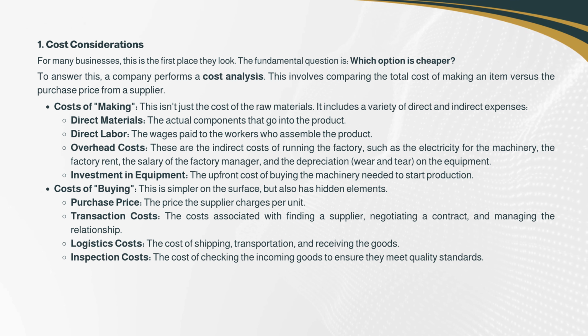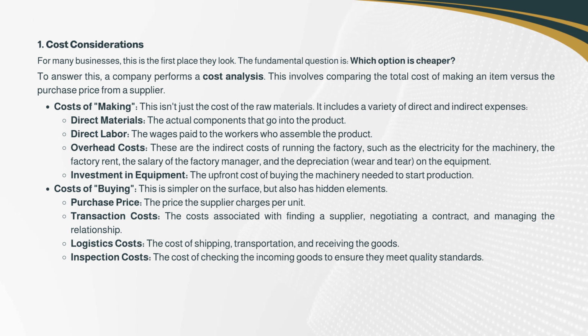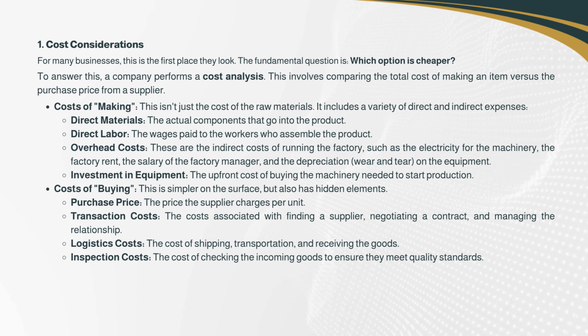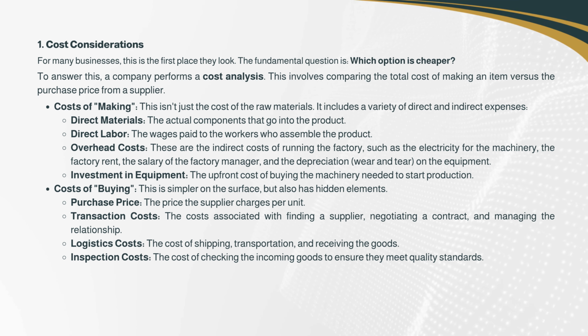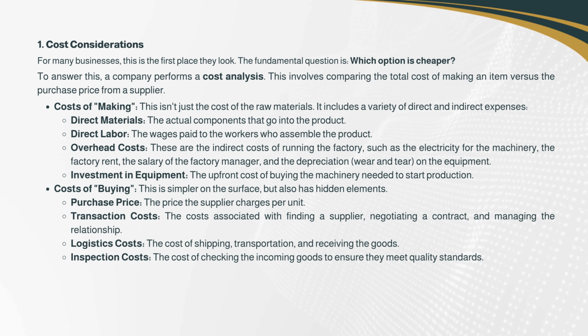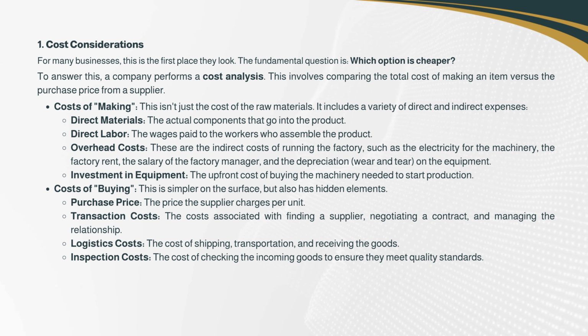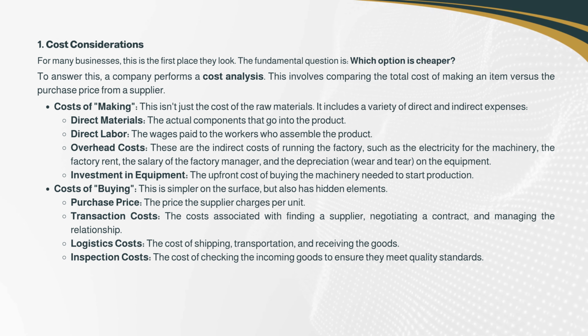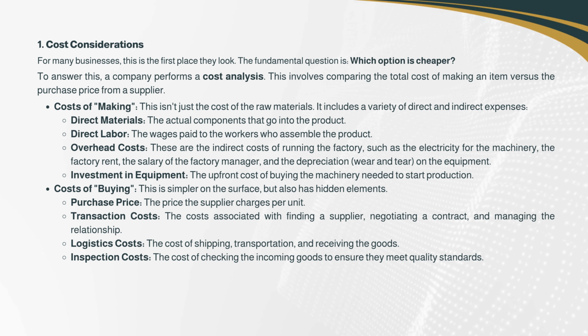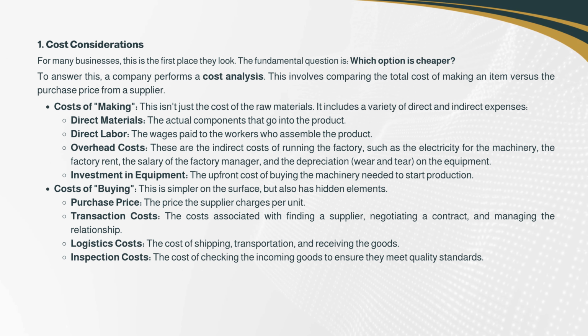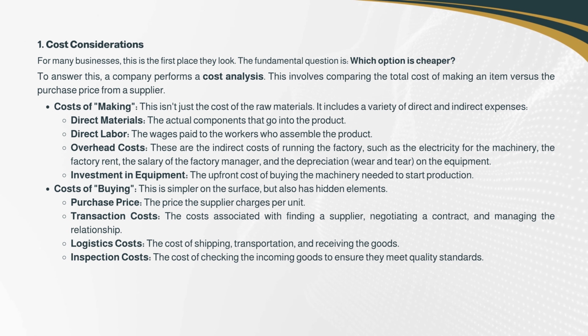Direct materials, the actual components that go into the product. Direct labor, the wages paid to the workers who assemble the product. Overhead costs. These are the indirect costs of running the factory, such as the electricity for the machinery, the factory rent, the salary of the factory manager, and the depreciation, wear and tear, on the equipment. Investment in equipment, the upfront cost of buying the machinery needed to start production.